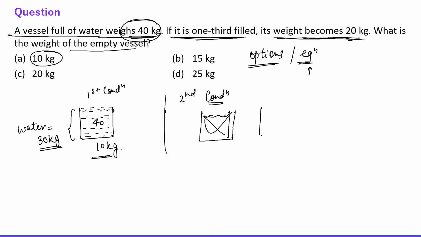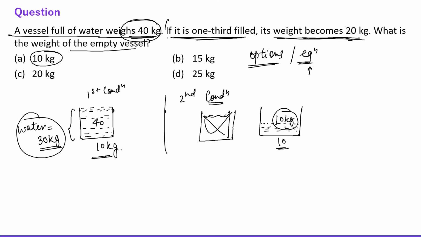Vessel is 1/3 filled. The vessel is 1/3 filled this time. So 10 kg is the weight of the vessel, and the total 20 kg is the weight of vessel plus water. So obviously the weight of water is 10 kg. Here the weight of water is 30 kg and here the weight of water is 10 kg.